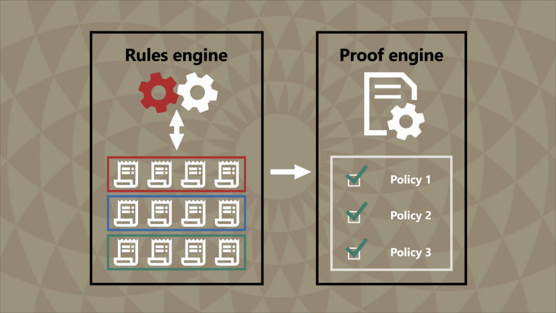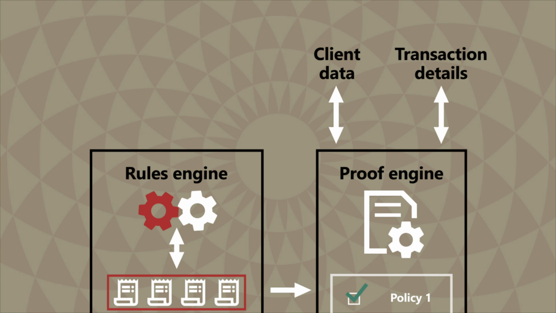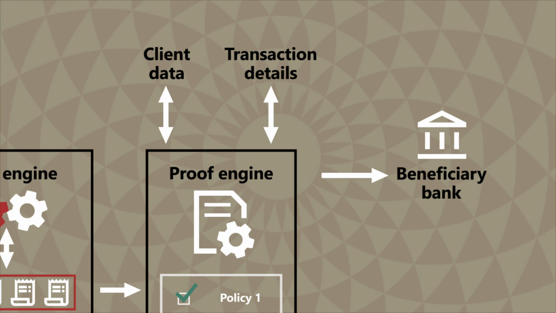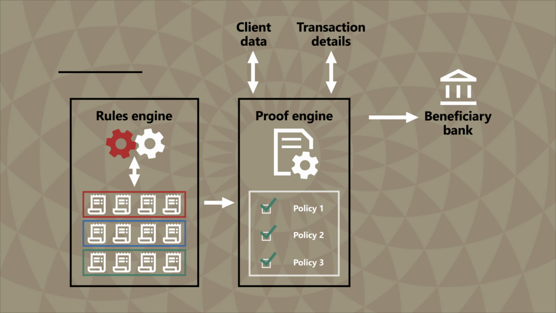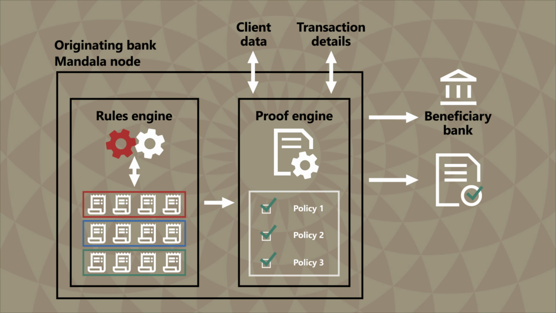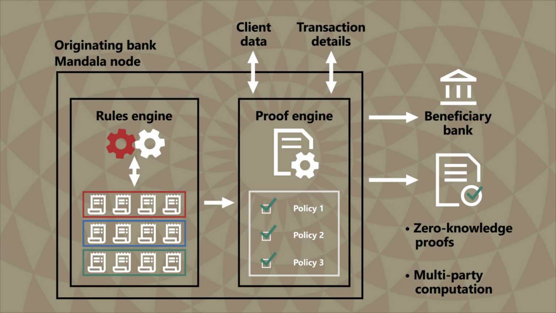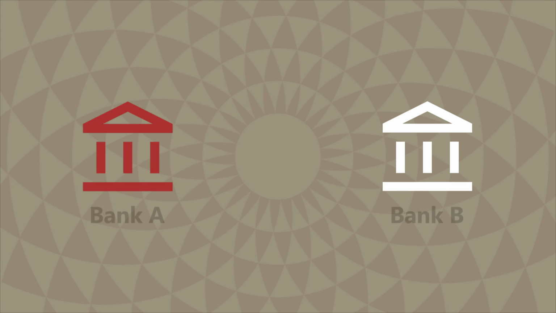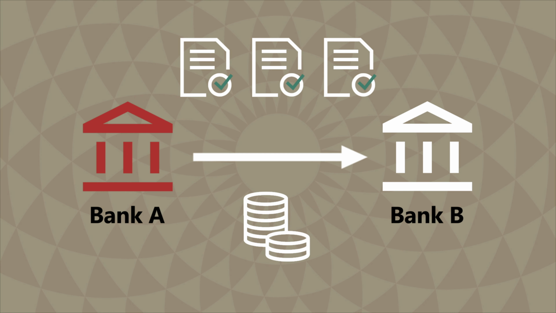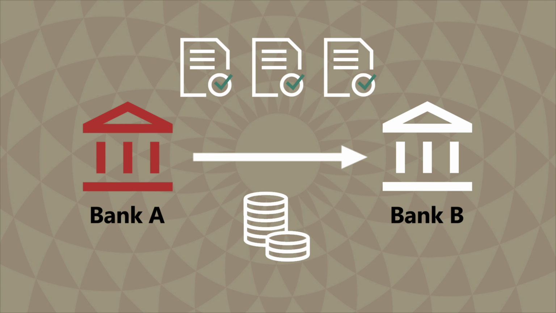For each relevant rule, the proof engine conducts the necessary checks using client data, transaction details, or, if necessary, communicates with other Mandala nodes like the beneficiary bank. And where communication with other nodes is required, Mandala provides ways to complete these checks in a private manner using techniques like zero-knowledge proofs and multi-party computation. Compliance proofs are then integrated into the asset transfer system, providing evidence that all necessary compliance checks have been completed. This ensures seamless and faster value transfers.